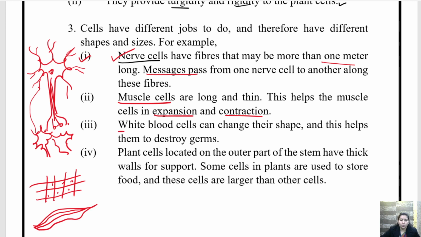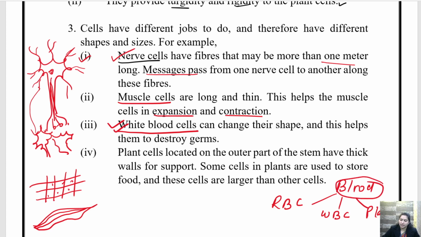Then we have white blood cell. Children, what is white blood cell? So inside of blood, we have three types of cells basically. Blood has three different types of cells. We have RBC, that is red blood cells. We have WBC, that is white blood cells. And we have platelets. Okay, they are present inside the blood. Because of the presence of red blood cells, the color of our blood is red.